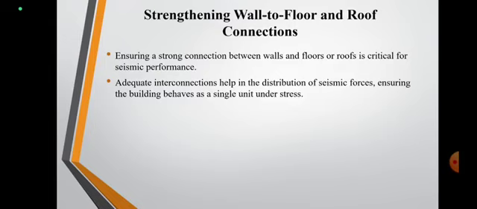Strengthening wall to floor and roof connections. The purpose is ensuring a strong connection between walls and floors or roofs, which is critical for seismic performance. A strong connection should be there between walls and floors. By that only it can resist the effect of seismic events, and adequate interconnections help in the distribution of seismic forces, ensuring the building behaves as a single unit under stresses.